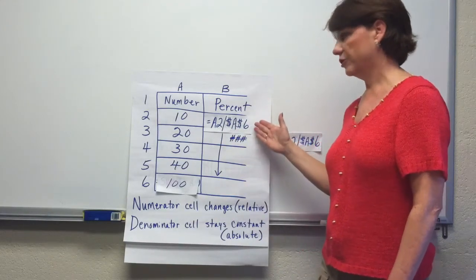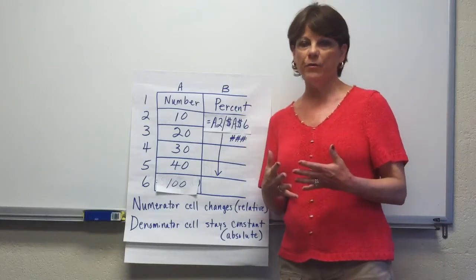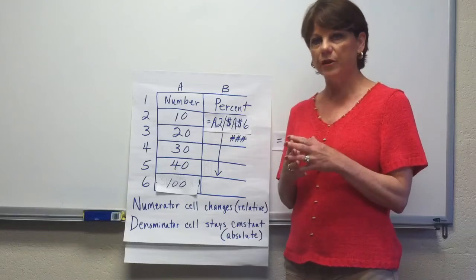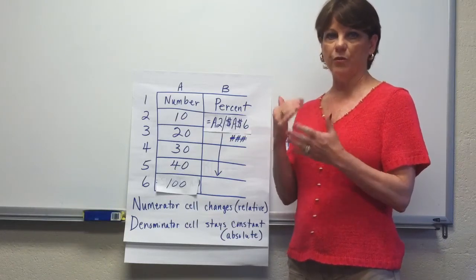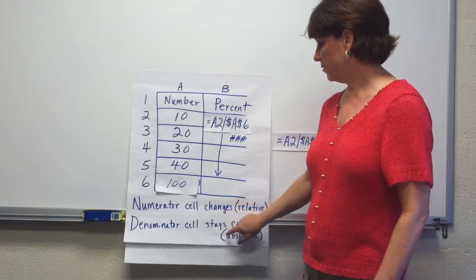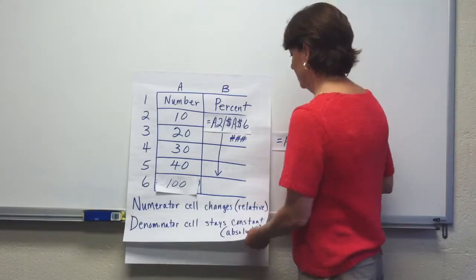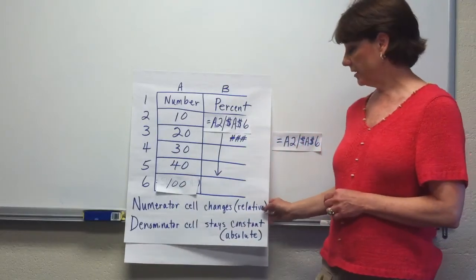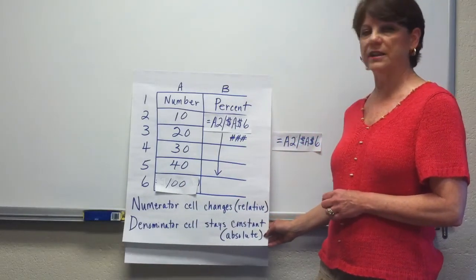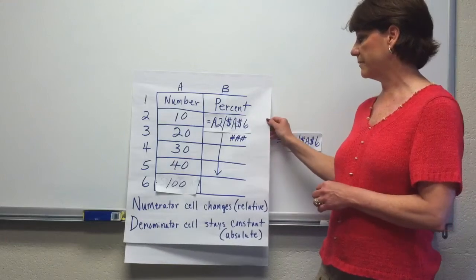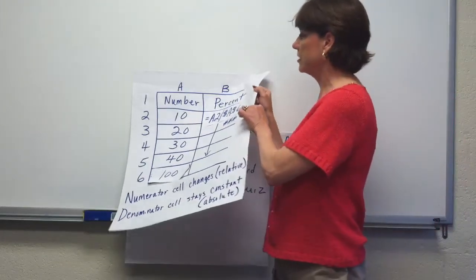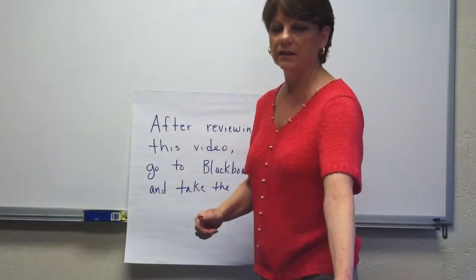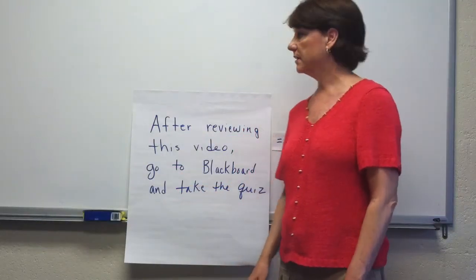That allows you to create a formula with a mixture of relative and absolute cell addresses that you can copy anywhere you need it, and it will do what you need it to do. So, the big difference is the numerator cells change, they are relative. The denominator cell stays constant, which is referred to as absolute. Hopefully you understand the basic concept, the basic difference in an absolute and a relative cell address.